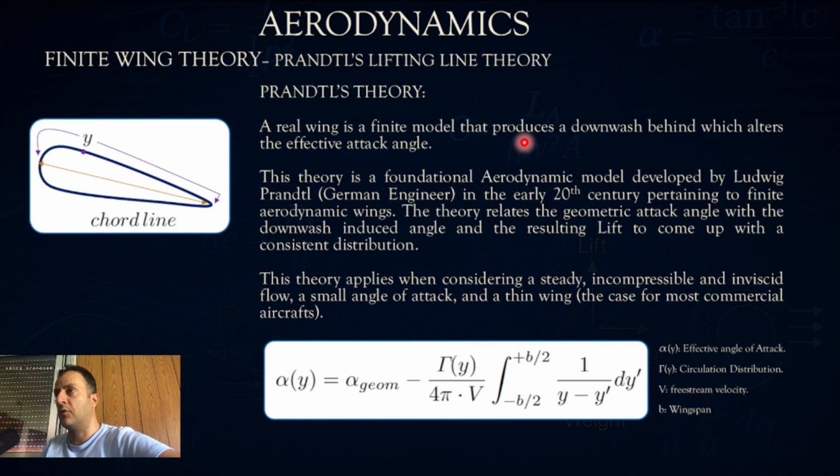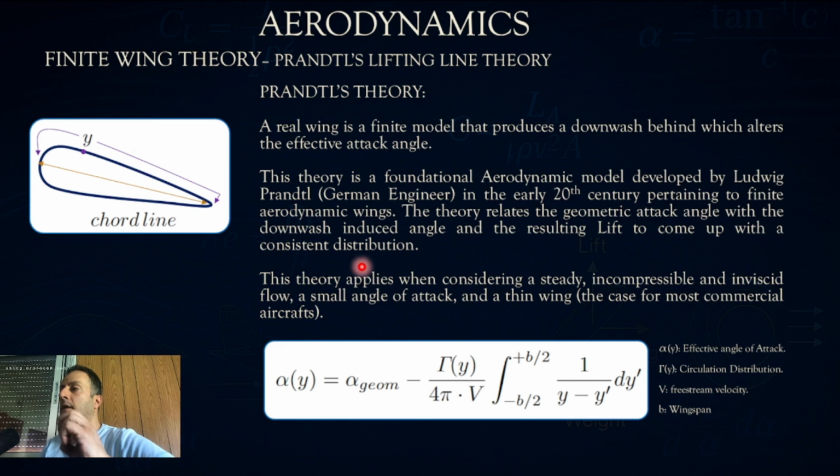So you have the airplane over here, you have 2 wings. That's the distance from the first tip to the second tip. This is what we call the wingspan. So from b over 2, from half the distance of the wingspan to the other half, integrating 1 over y minus y prime. Okay, y being, of course, a point here on the curvature, minus y prime, the other point, actually the point at the center, dy prime. This is what gives you the effective angle versus the geometric angle of attack.